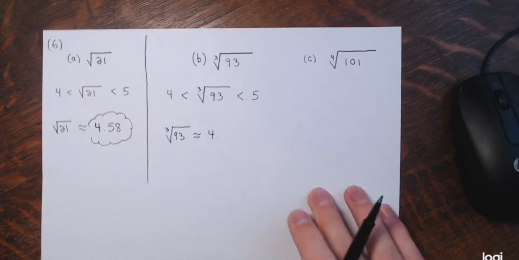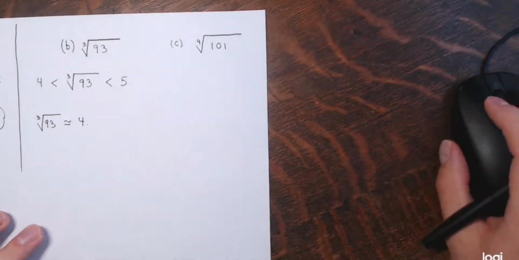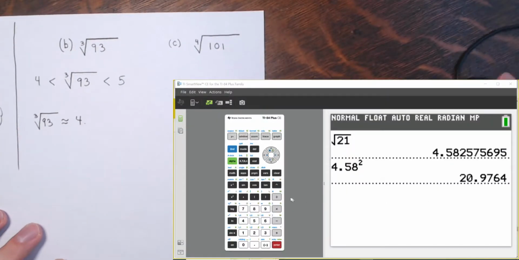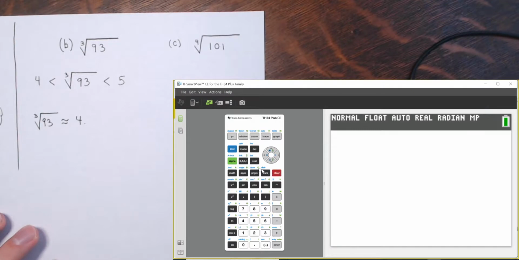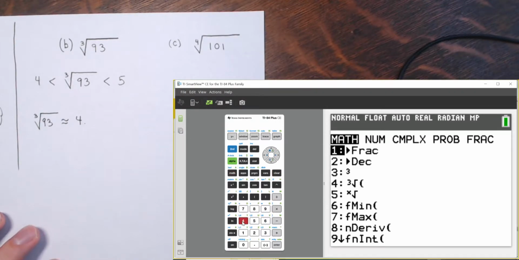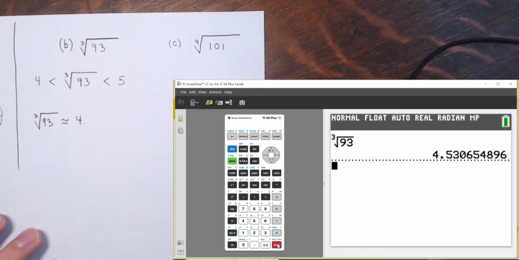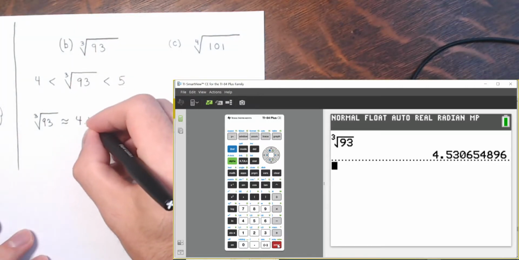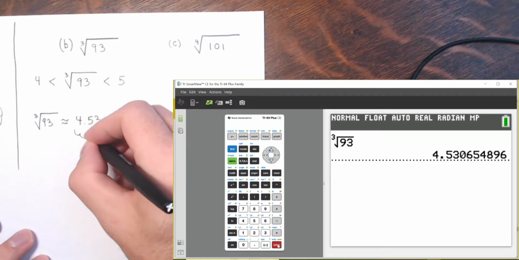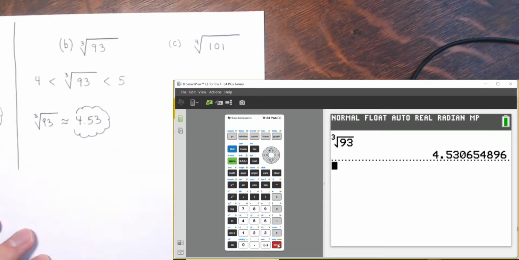And then once again, bringing the calculator up, we'll enter this and test it out. So I'm doing the cube root symbol now of 93. And yes, it is 4.53. The next digit is a 0, so it is 4.53. Don't need to bump that up. So yeah, approximately 4.53.